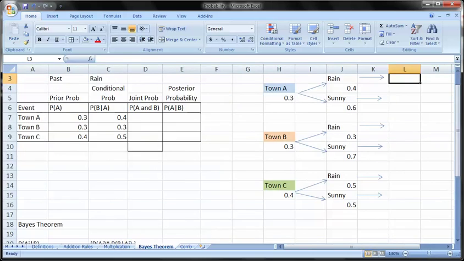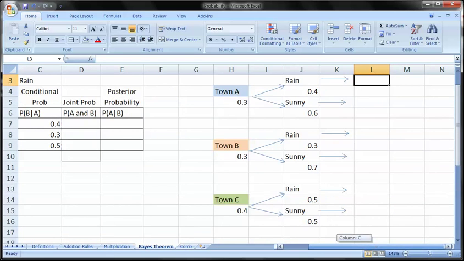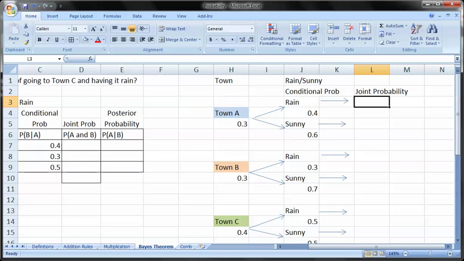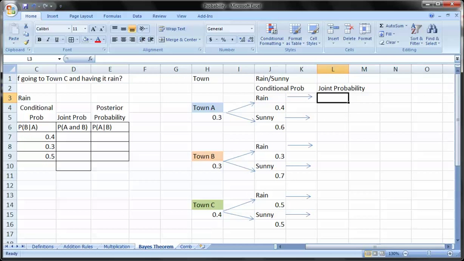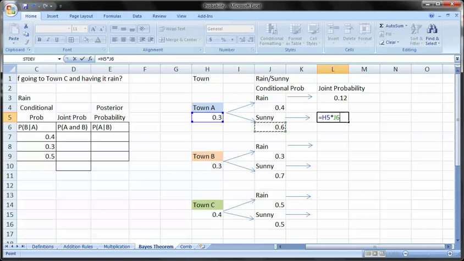So I'm going to zoom in here. Hit it nice and centered. And so the joint probability is going to be this, Shift 8 to get that times symbol, the probability of it raining. And we continue on the way down.